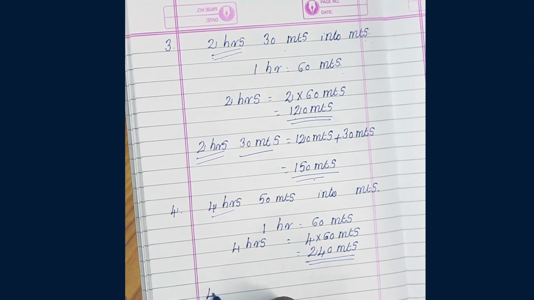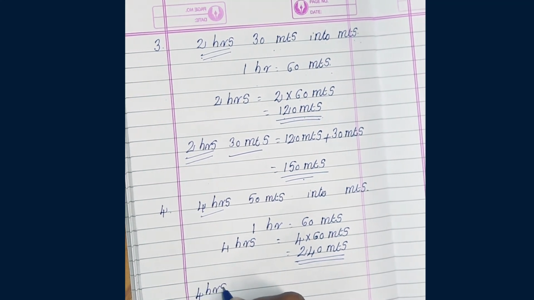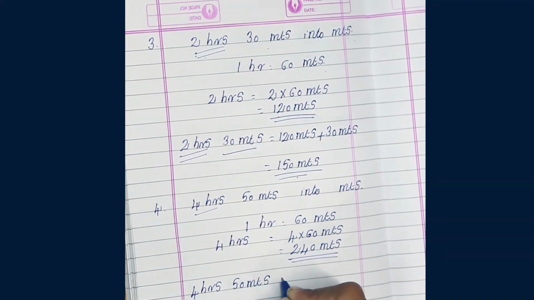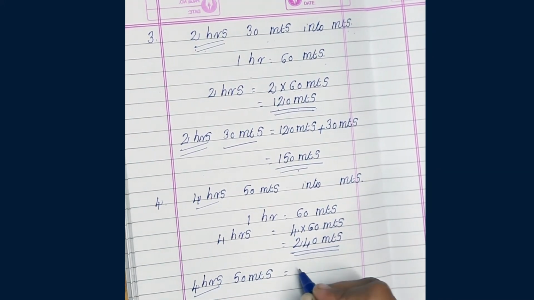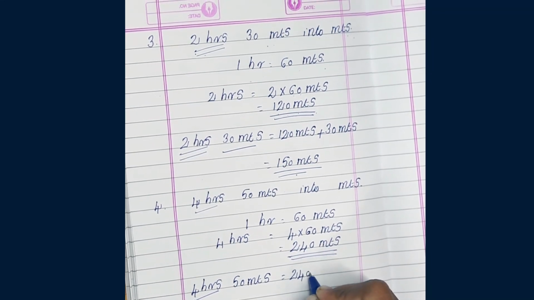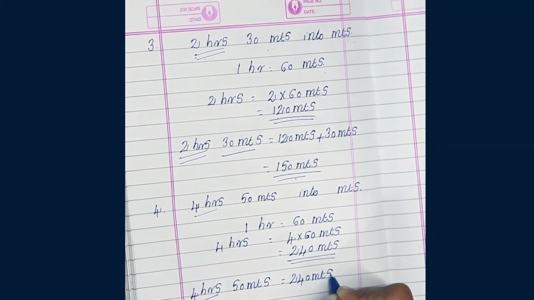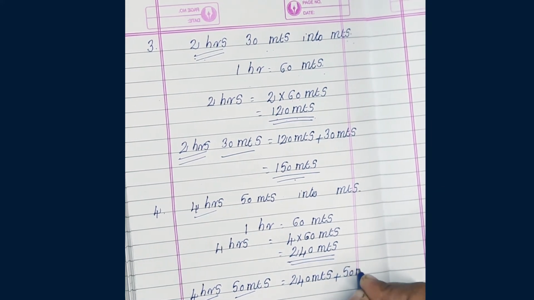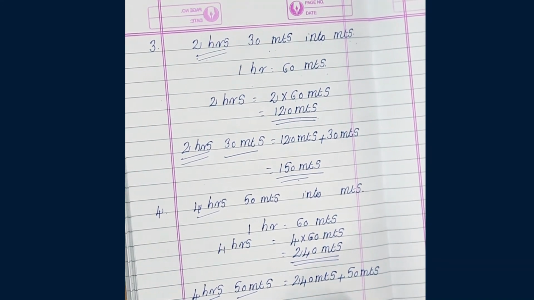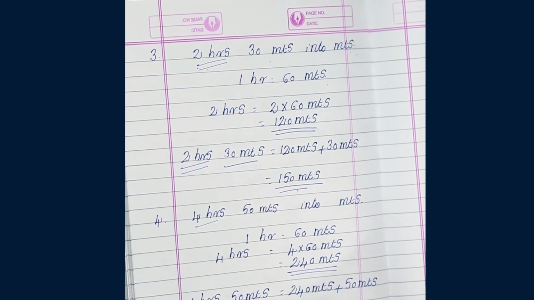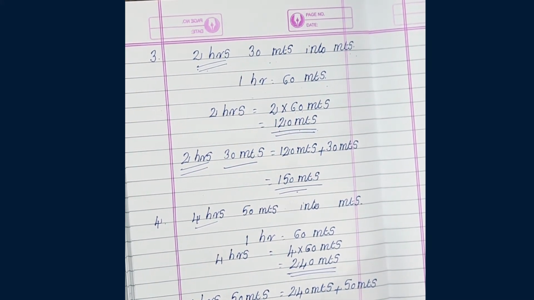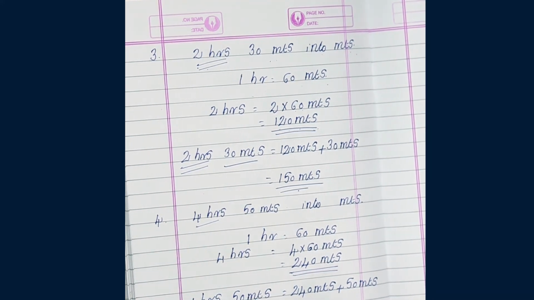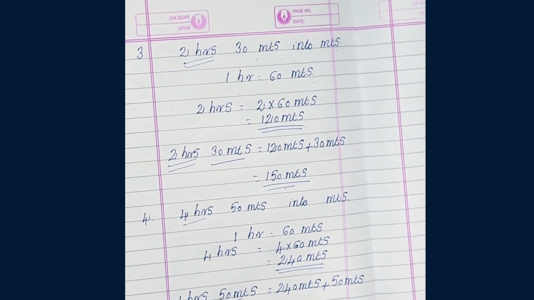Then write the question 4 hours 50 minutes equal. In the place of 4 hours, now we got 240 minutes. Then 240 minutes plus remaining minutes equal 50 minutes. So 240 plus 50 equal 290 minutes. Therefore, 4 hours 50 minutes equal 290 minutes.